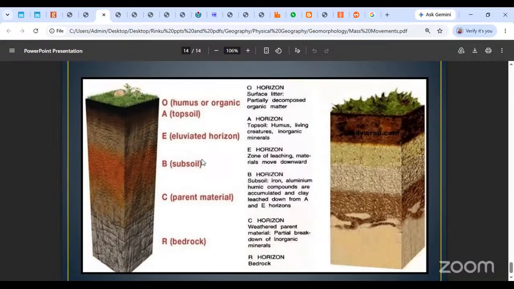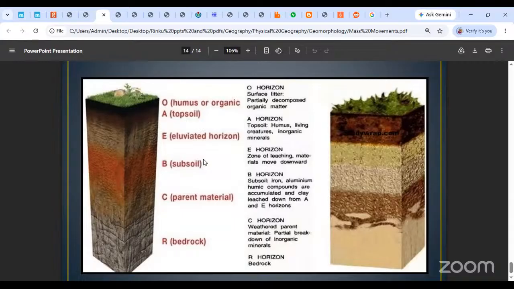The second layer, the layer below it, is the most visible layer. It holds all the plantation and vegetation. The next layer is more important. It is the topsoil. This topsoil is very important. It contains humus, inorganic minerals and living creatures. This is the layer that we really need to protect. And then below the topsoil, you will get the subsoil.